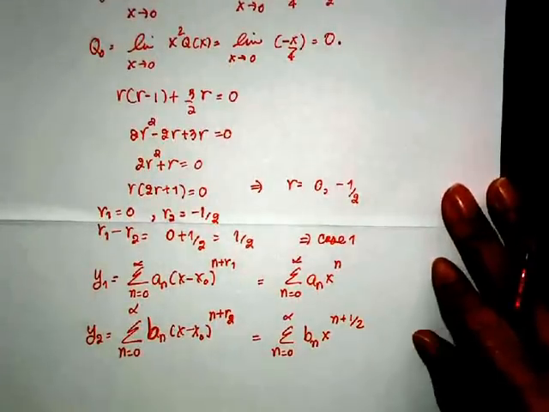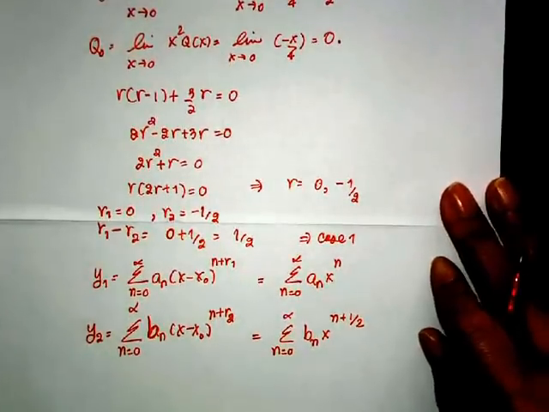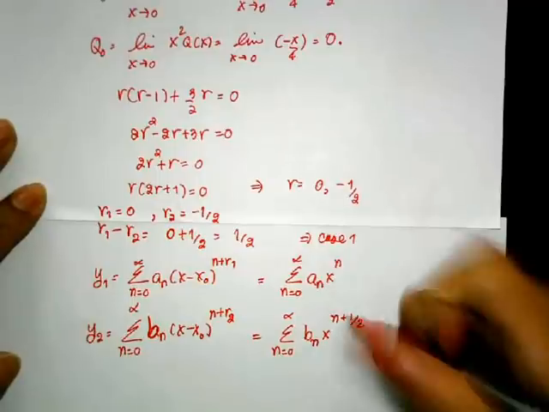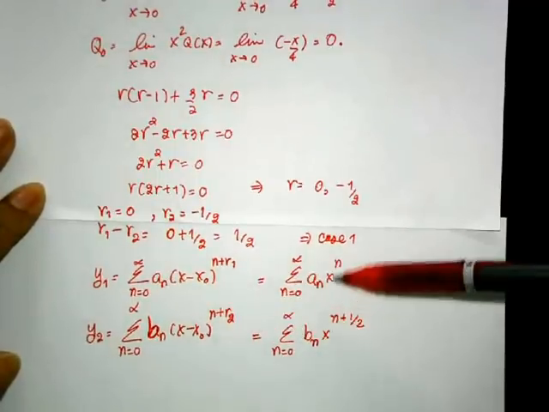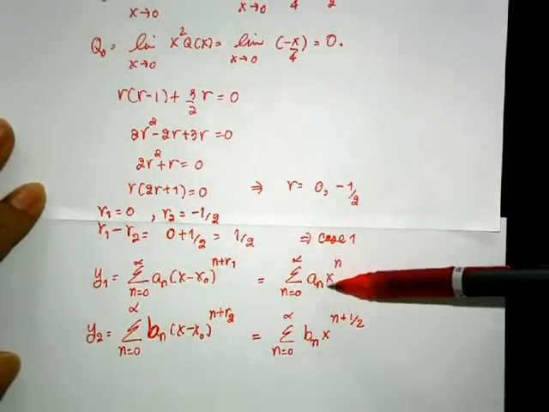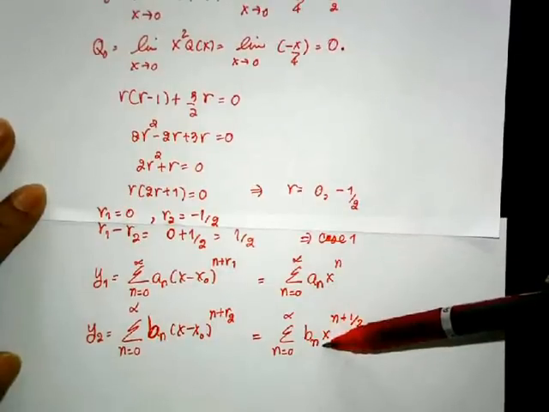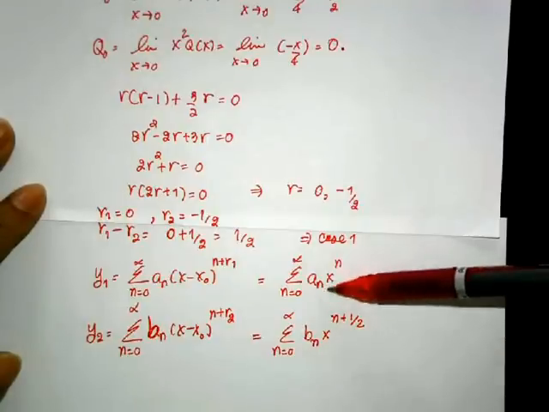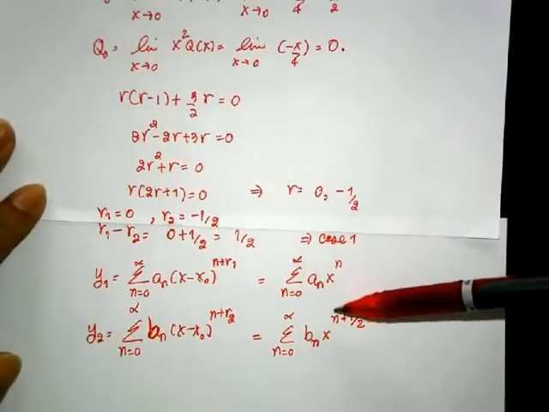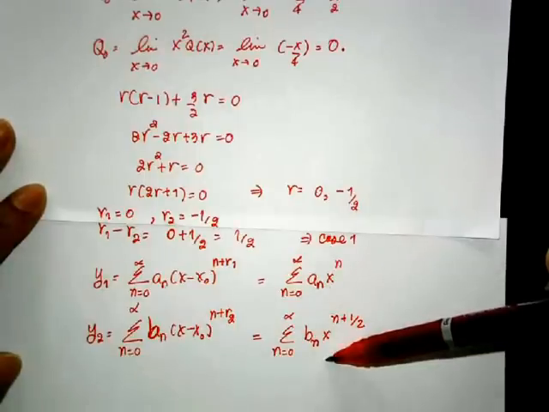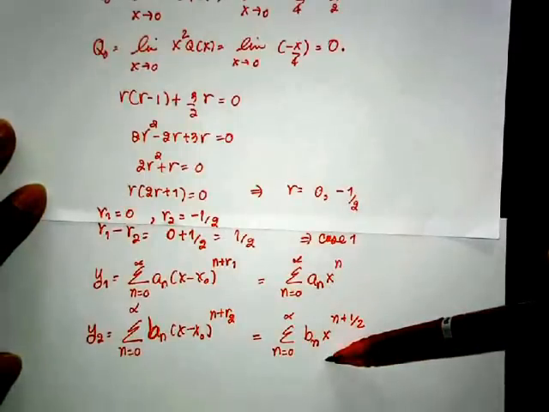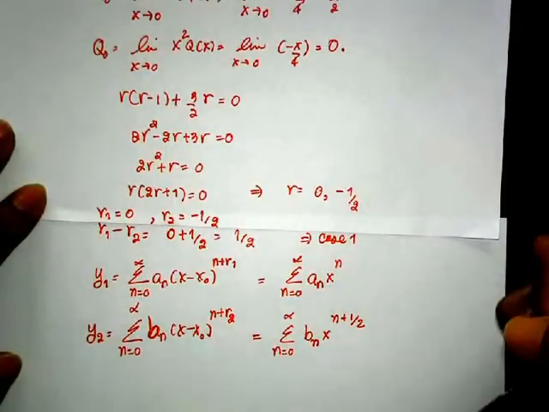So we have to answer y1 and y2. But we just can't answer like this because we don't know what an is and we don't know what bn is. So we've got to find the recurrence relation of an and the recurrence relation for bn. Whenever we know that too, then we would get the answer.